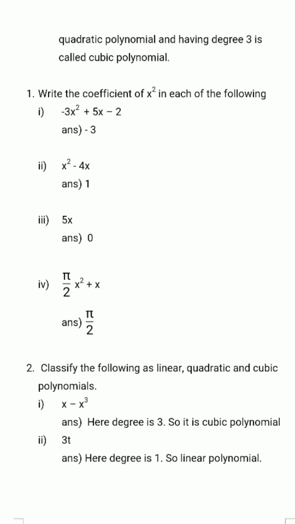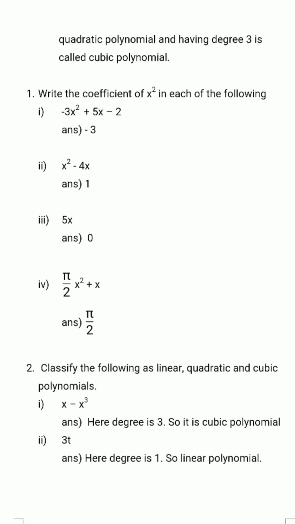Now 5x. There you cannot see any x square. The question is asking to write the coefficient of x square. Here there is no x square. That's why the coefficient of x square is 0. Okay, don't confuse the second and third questions. In the second question, x square was there, with no number written with x square. That time the coefficient is 1 because x square means 1 into x square. In the third part, there is no x square at all. That time the coefficient is 0.